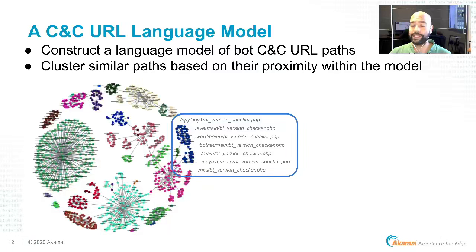So within that space, points corresponding to URL paths are in proximity only if they share similarity. That is, they share sets of characters between each other. So for instance, if we're looking at the set of points corresponding to the malicious URL paths of SpyEye, all of them ending with bdversionchecker.php, we'd expect these points to be within proximity within the resulting language model. The second thing that we do is that we cluster points within the language model corresponding to URL paths.